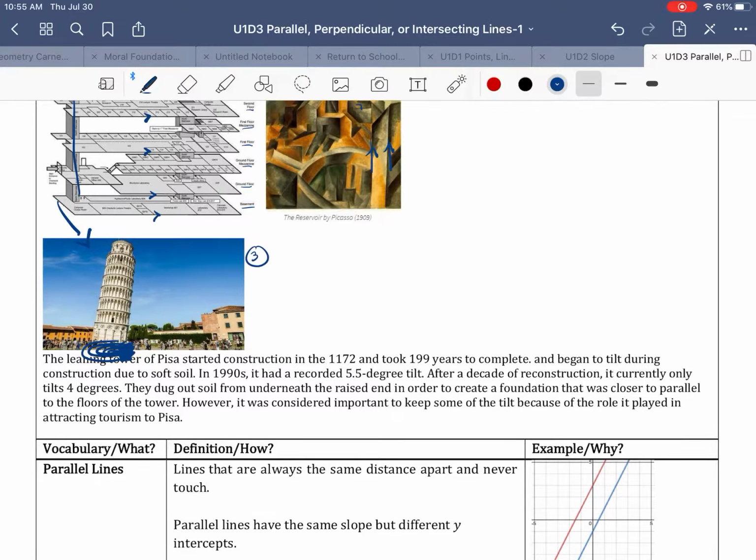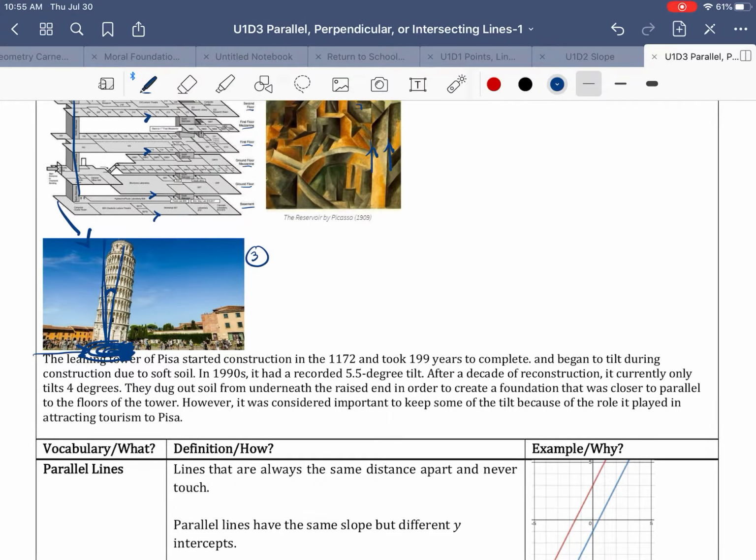In 1990, it had a recorded tilt of 5.5 degrees. That means from the ground, if you would draw a perpendicular line going straight up and then follow where the building actually was leaning, that degree was 5.5 in 1990. After a decade of reconstruction, they fixed it so the tilt was only 4 degrees, right? And what they did was they dug out some of the soil underneath the left-hand side where it was raised in order to create a foundation that was closer to parallel, but not exactly parallel.